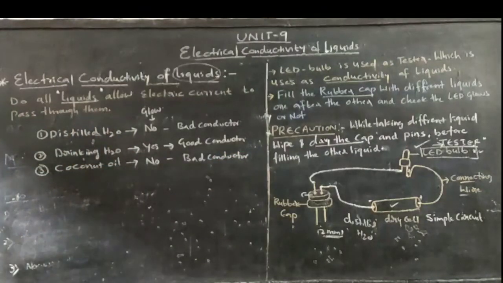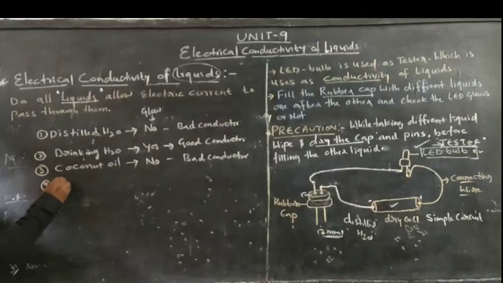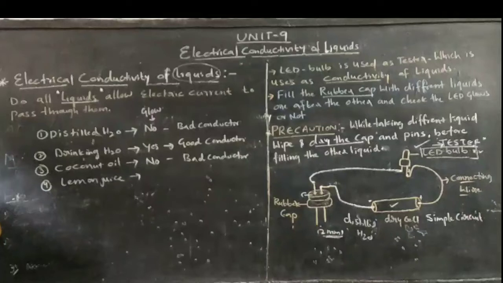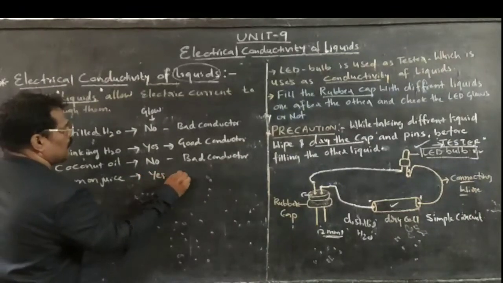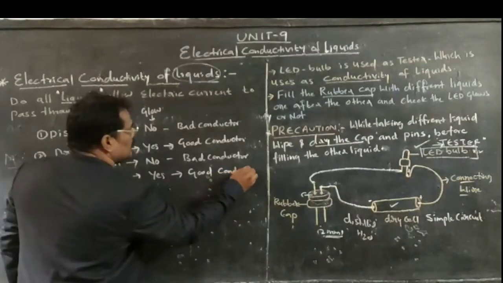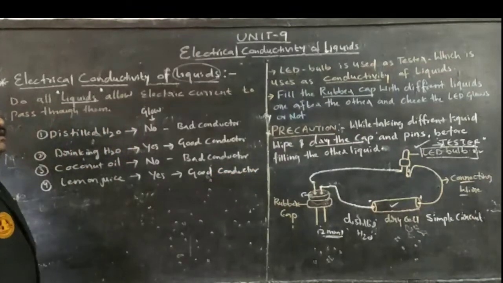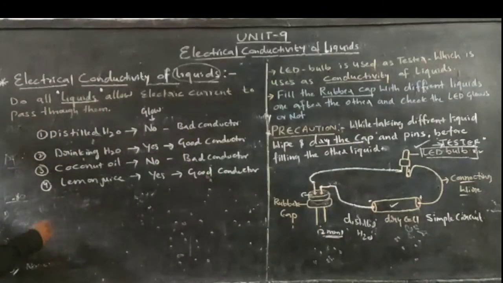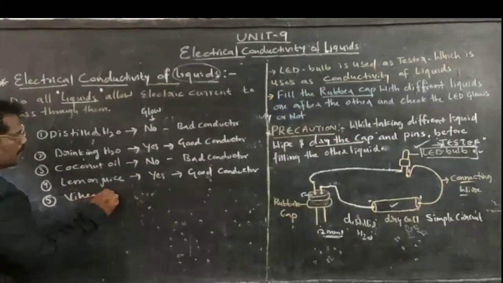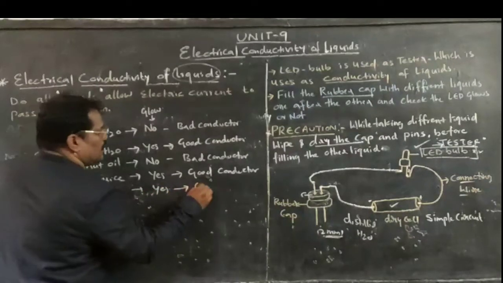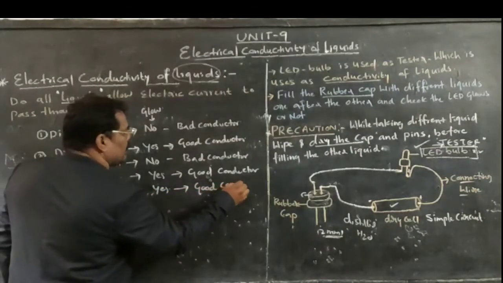After coconut oil, one more liquid you are taking. Replace that coconut oil with what? Lemon juice. And we'll observe that the bulb glows, so we can say that it is a good conductor. Then again, replace that lemon juice with some other liquid called vinegar. We'll see the bulb will be glowing with vinegar. It is a good conductor, we can call it.